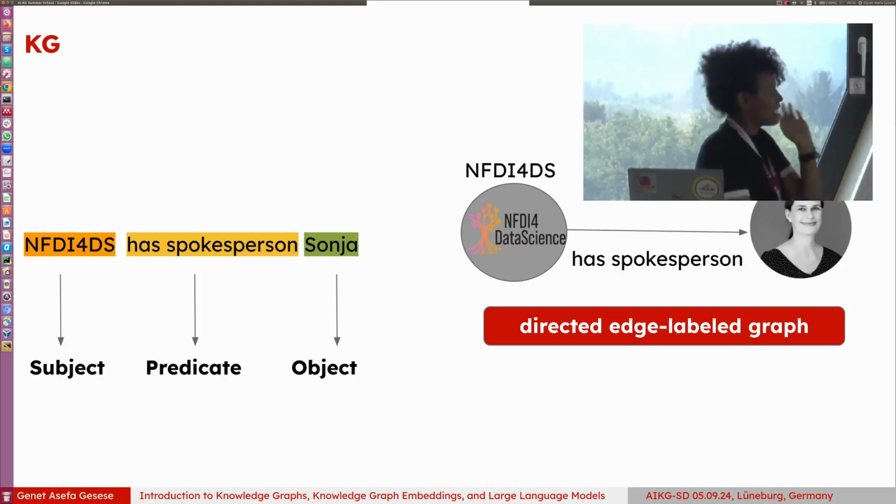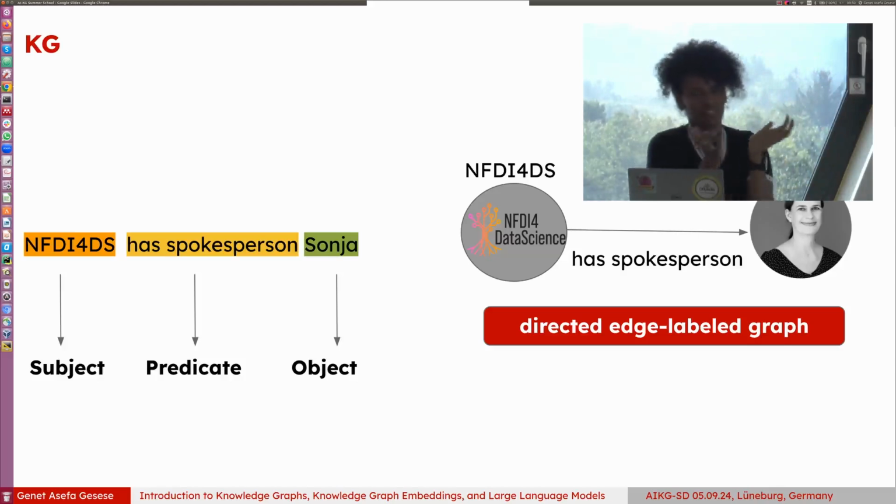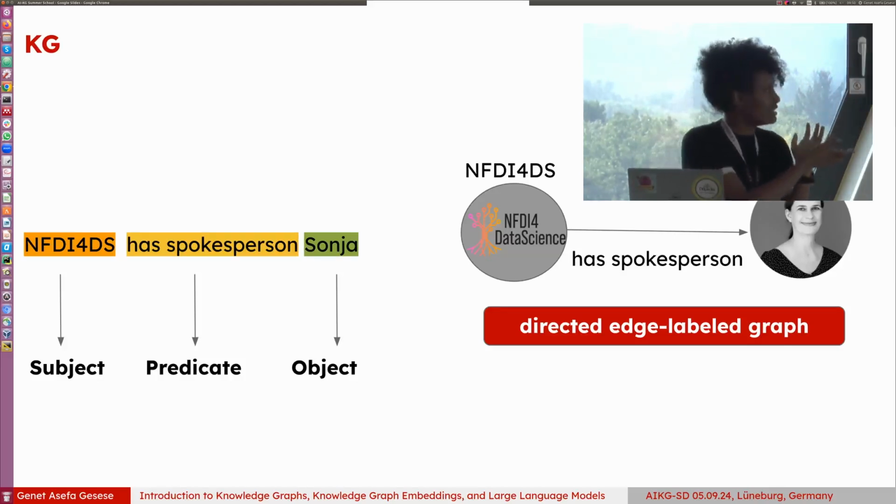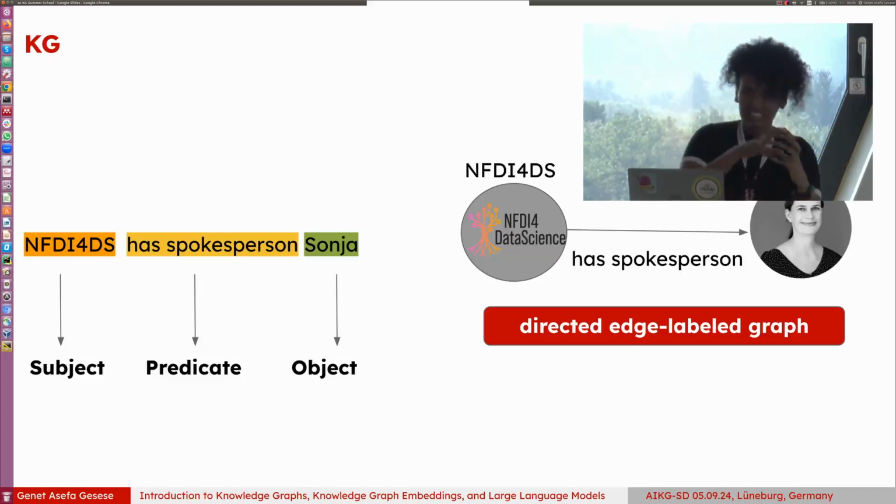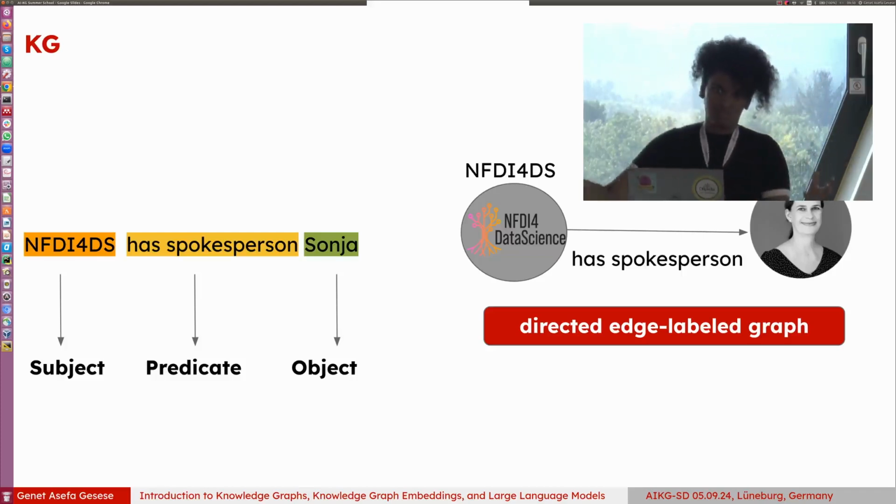And then I can see I have "has spokesperson", which is the verb phrase that I have in the sentence, which actually relates the subject to the object. And then I can put it as "has spoken".